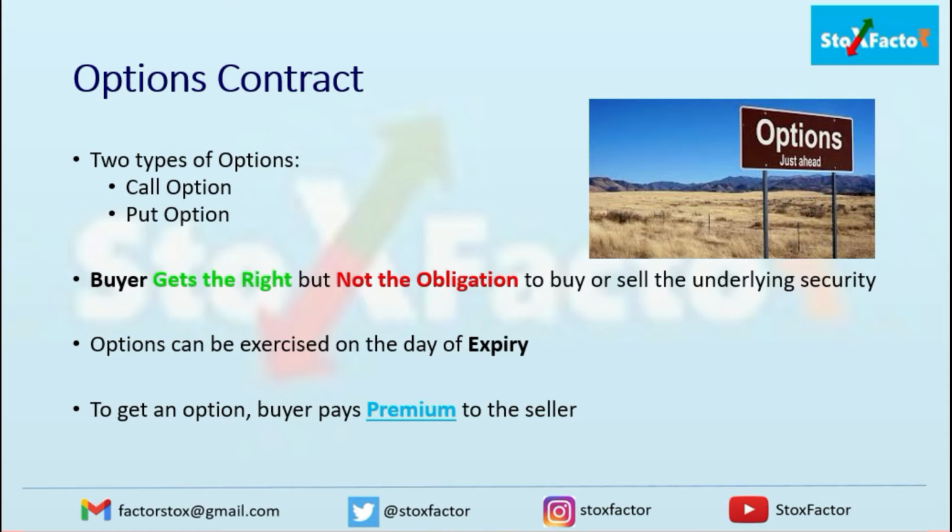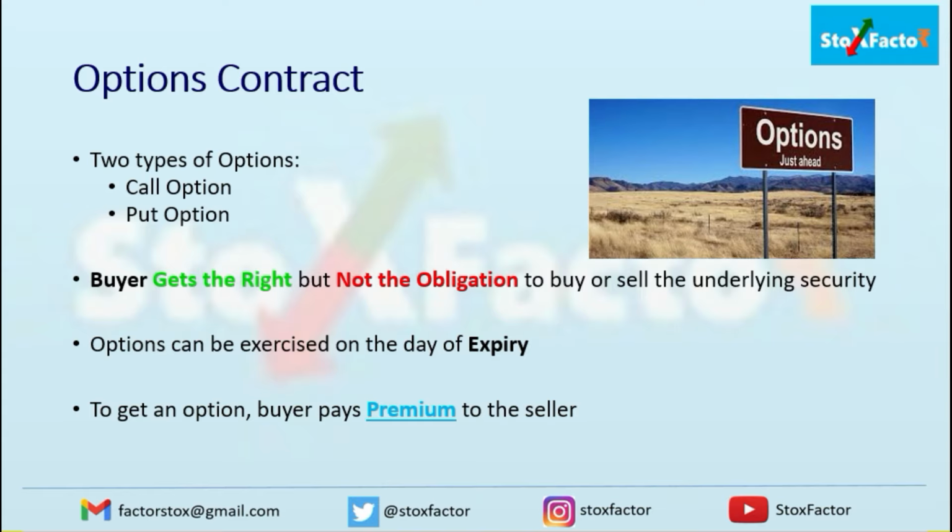Now as you already know, options can be exercised on the day of expiry, right? So in India, generally the options are exercised if you are holding the options till expiry and you have not settled your option by yourself, and if it is in the money then it will be exercised, right, by the market. So to get an option, the buyer pays a premium to the seller, which we have already discussed.